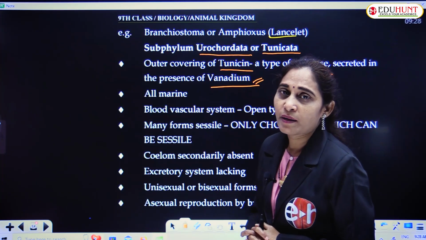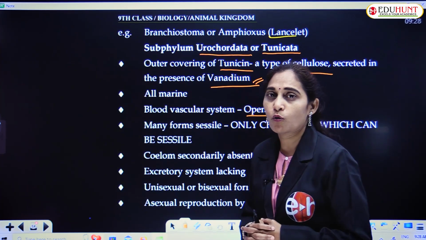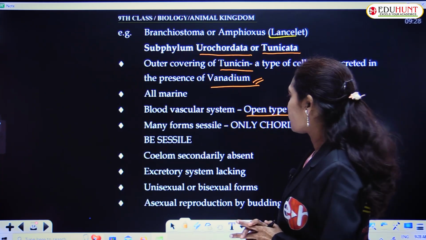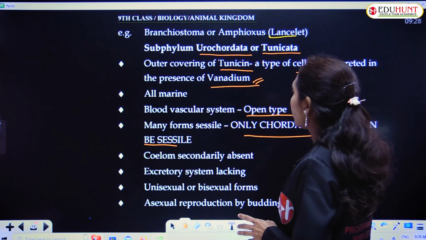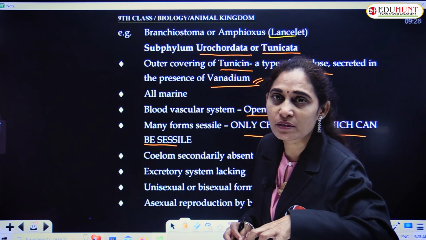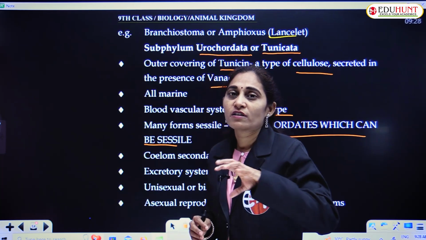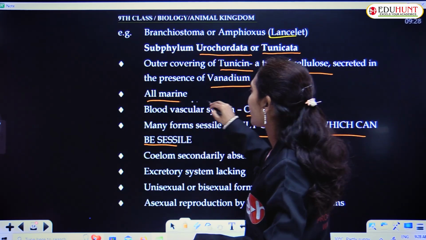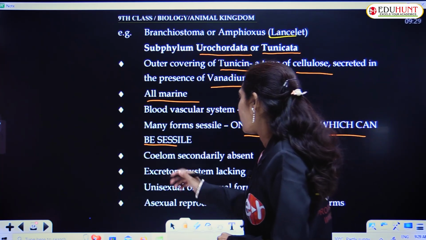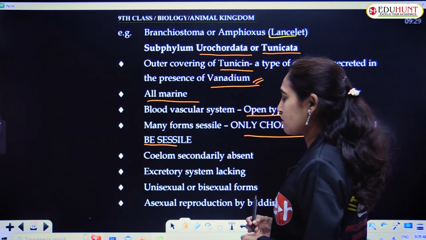All the animals are marine and the blood vascular system is of open type. I hope all of you know what is meant by open type. Many forms are sessile, and the only chordates which can be sessile are the urochordates. They are attached to the substratum. They are sedentary animals, attached to the bottom of the sea. They are exclusively marine. Their notochord is confined to the tail region. Coelom is secondarily absent, and the excretory system is lacking.